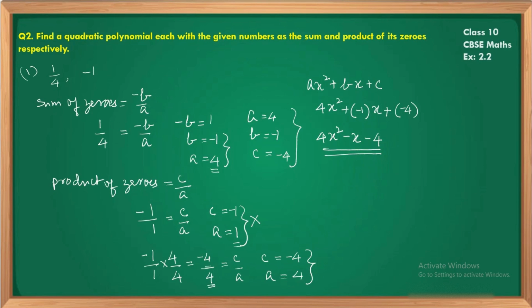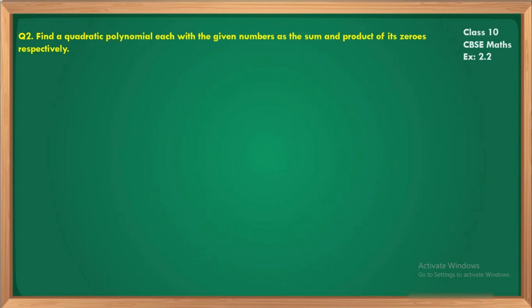Now we move on to the second question. The second question is root 2 and 1 by 3. Now root 2 is the sum of zeros, which is equal to minus b by a. Root 2 is the sum of zeros as per the question. That's what we have written here.